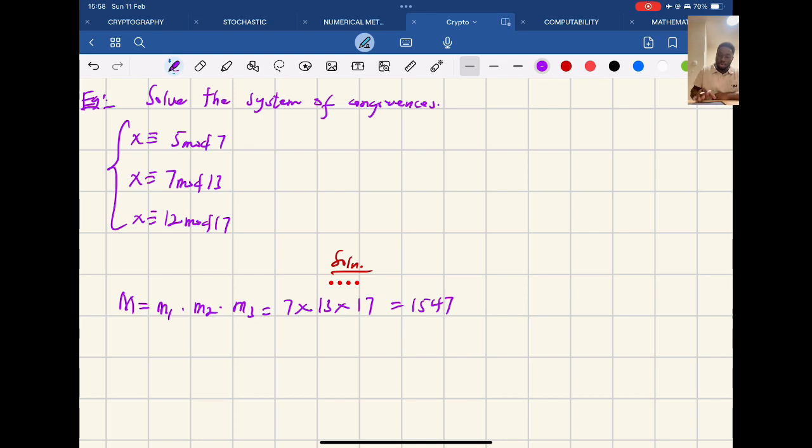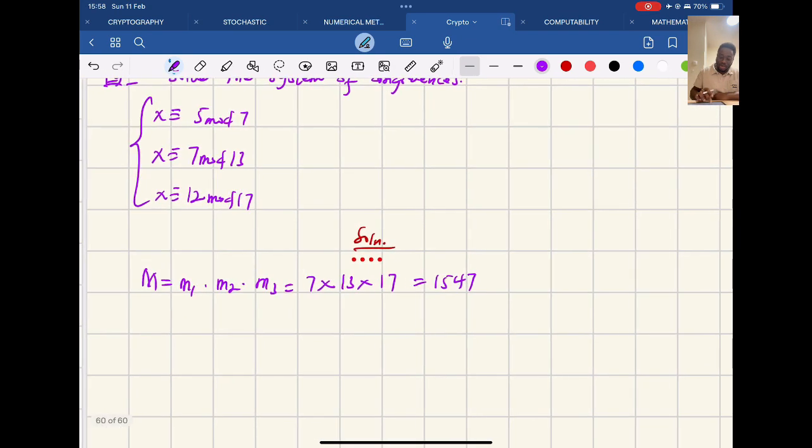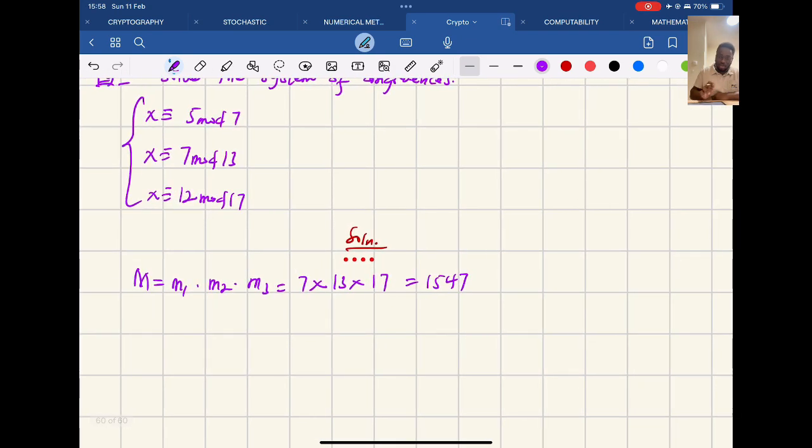1547. Now, before you can go ahead and solve this, remember that the theorem said that m1, m2 up to mk must be pairwise co-prime, so we have to check if m1, m2, and m3 are pairwise co-prime. If they are, then the GCD of 7 and 13 should be equal to the GCD of 7 and 17, and also to the GCD of 13 and 17, and this should be equal to 1.